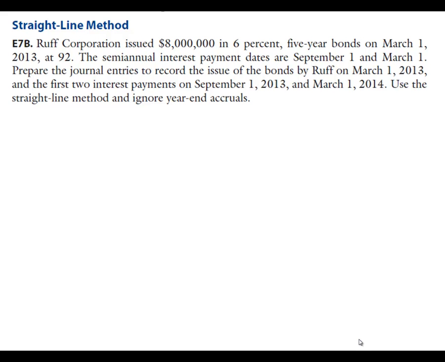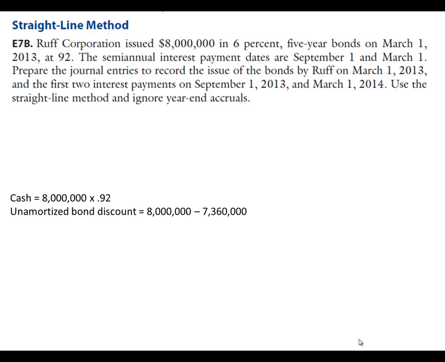We also have semi-annual interest payment dates, which means since it's a 5-year bond, we'll pay interest 10 times. And those dates are on September 1st and March 1st. So we're going to do some calculations and prepare the journal entries to record the issue of the bonds and then to pay interest.